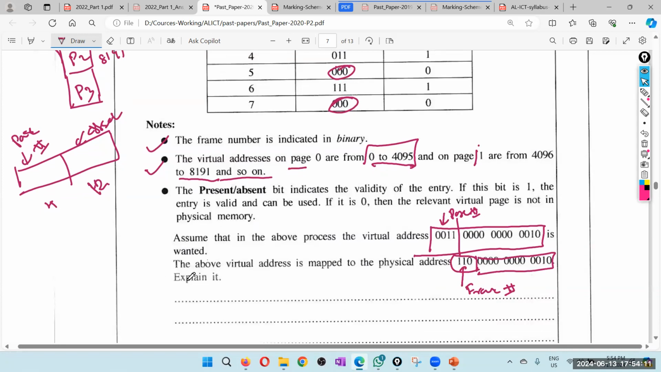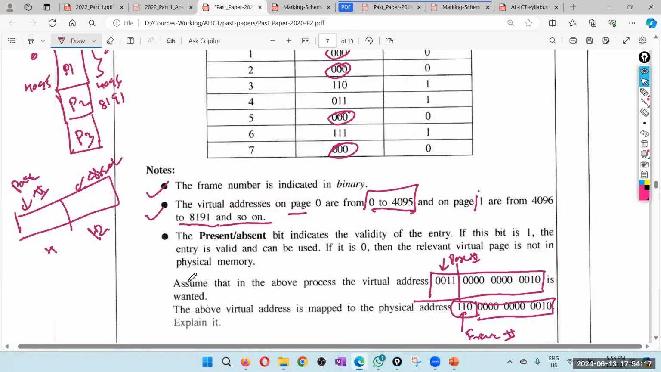Right. So explain it. Now you need to explain it. Why is it like that? So you need to explain that. So you can just separate it first. Say this is the page number, this is the offset. You can again write it, and this is the frame number and this is the offset. And you can say that the offset is the same because page size and frame size are the same. And from the table, this page number 0011 is because the page number is given in decimal here. But of course, in the address, it is binary. But because your page table is mentioned in decimal, you need to convert this into decimal. So when you convert this into decimal, this is 3.